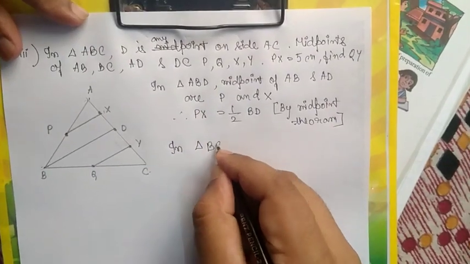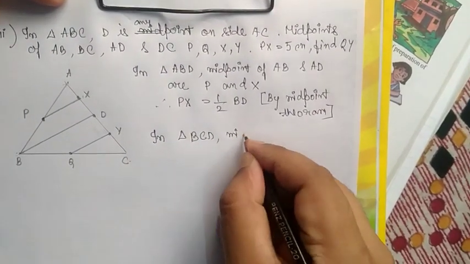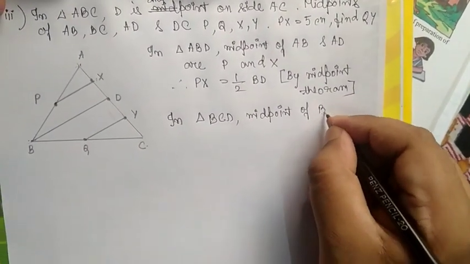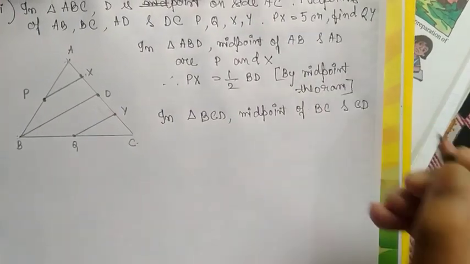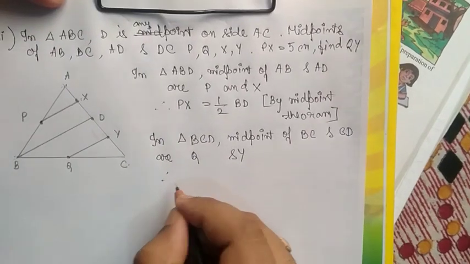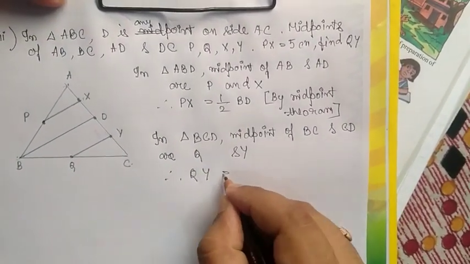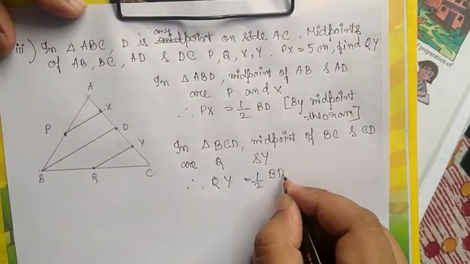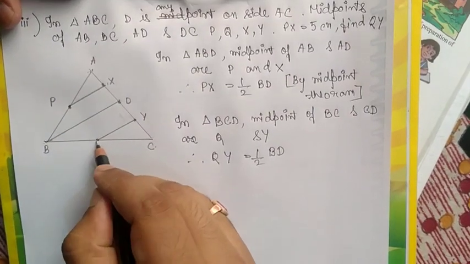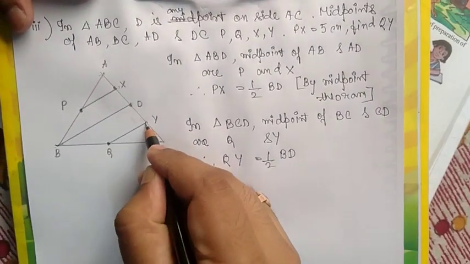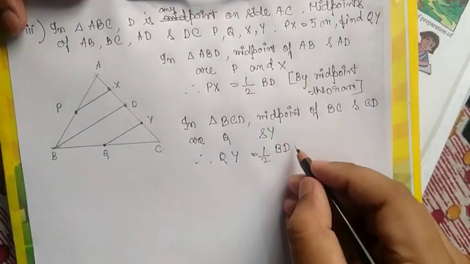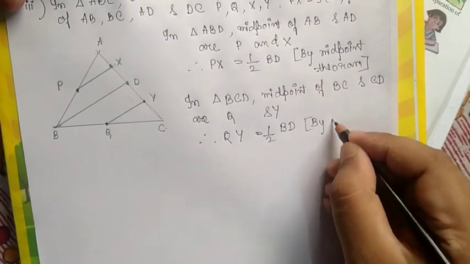Now in triangle BCD, the midpoints of BC and CD are Q and Y. So therefore QY equal to half of BD. In this triangle BDC, Q is the midpoint of BC and Y is the midpoint of CD. So therefore QY equal to half of BD by midpoint theorem.